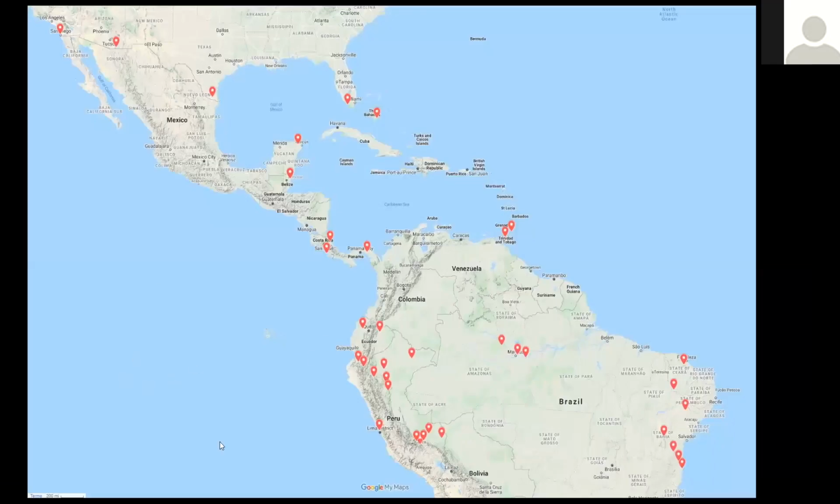All right. So since that time, these red spots are all the places I've been in the neotropics. Starting right from the border of Mexico, whether it's on the Tijuana side or in Southeast Arizona or Rio Grande Valley.